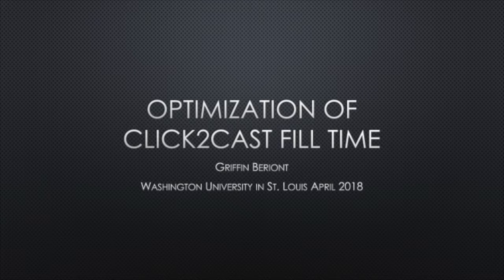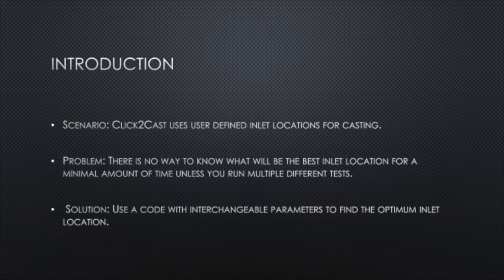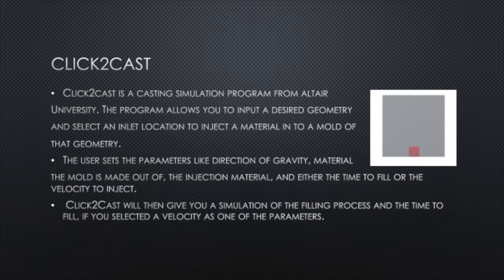For my final project, I decided to do the optimization of click-to-cast fill time. The scenario in this case is click-to-cast uses user-defined inlet locations for die casting or sand casting. There is no way to know what will be the best inlet location for a minimal amount of time unless you run multiple different tests, which isn't practical. The solution for this would probably use a code with interchangeable parameters to find the optimum inlet location.